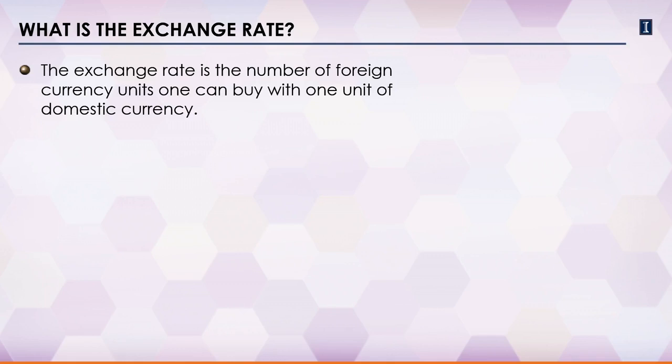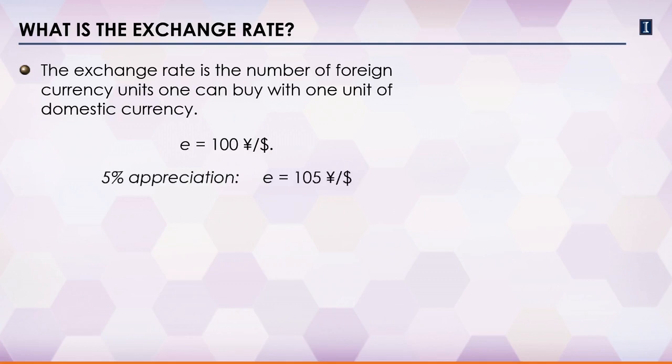You choose your home country and you figure out how many foreign currency units you get for 1 unit of domestic currency. For example, if you take the US as our home country and we want to know the exchange rate of yen versus the dollar, we write E equal to 100 yen per dollar.